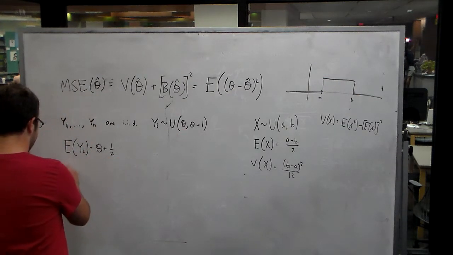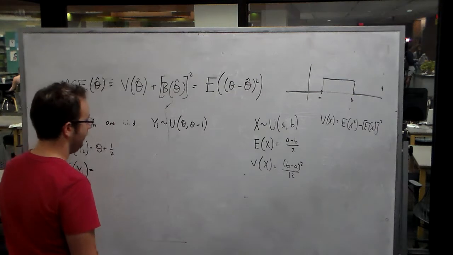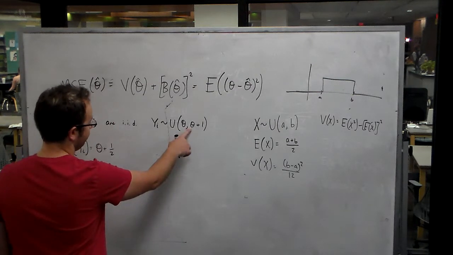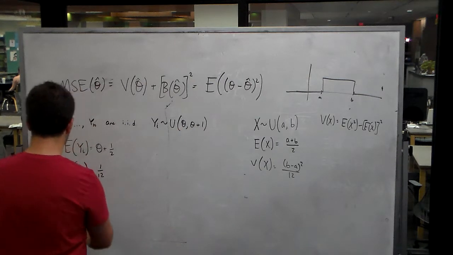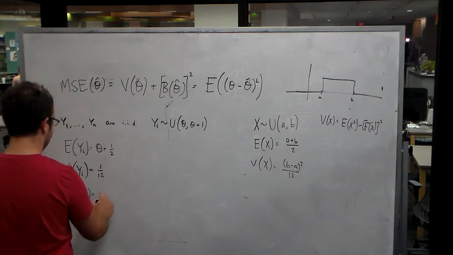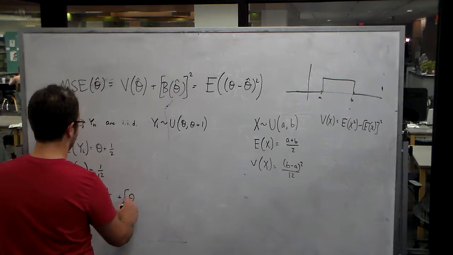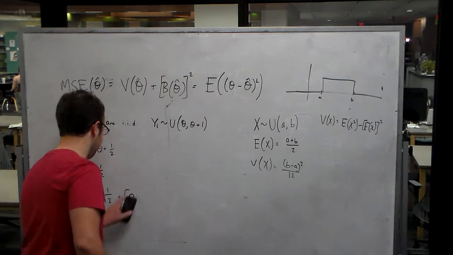What would the variance be? Although I don't know if this would be relevant, we'll see. Probably not. Oh yeah, it is needed. b minus a squared over 12, but that would be theta plus 1 minus theta is 1, squared would be 1 over 12, so 1/12. So the MSE of theta hat equals the variance, which is 1/12, plus the bias. The bias is the difference.